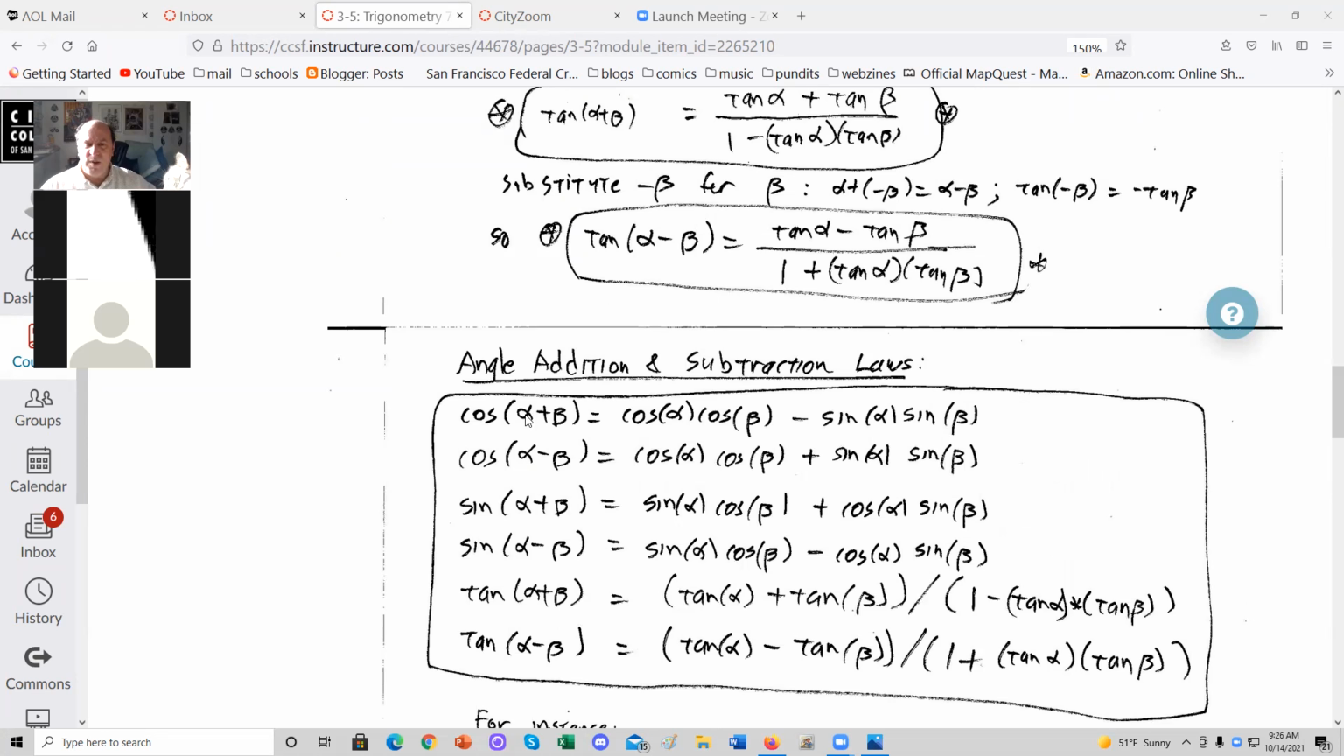You have cos of a sum is cos cos minus sine sine. Cosine of a difference is cosine cosine plus sine sine. Sine of a sum is sine cosine plus cosine sine. Sine of a difference is sine cosine minus cosine sine.